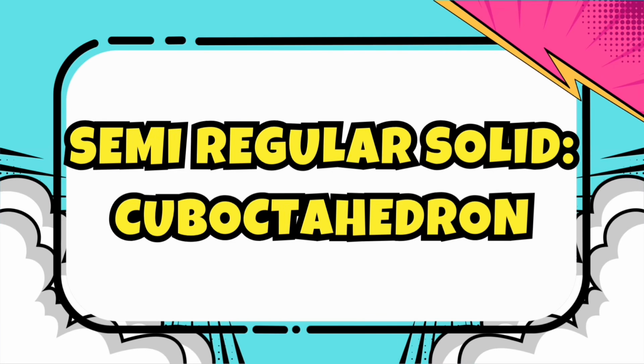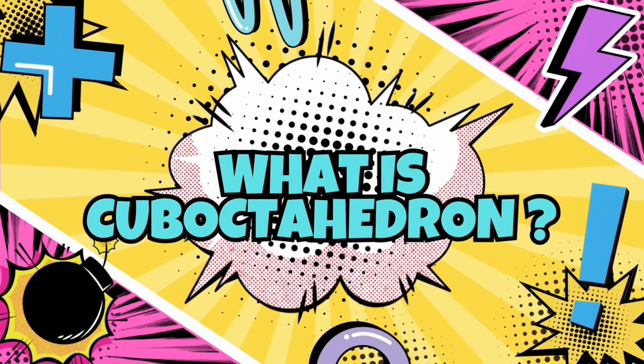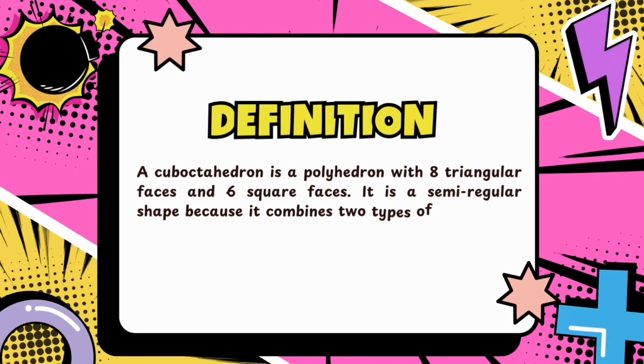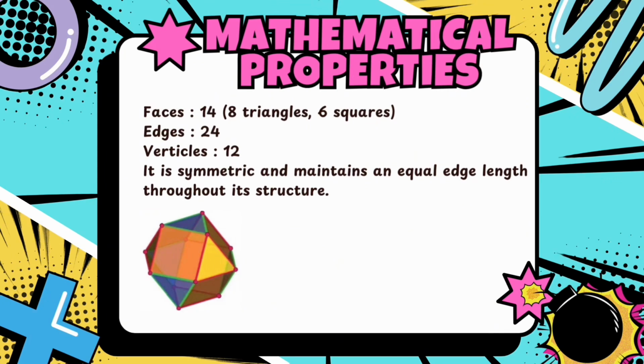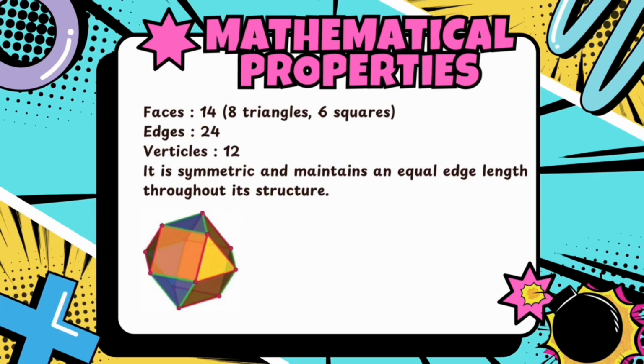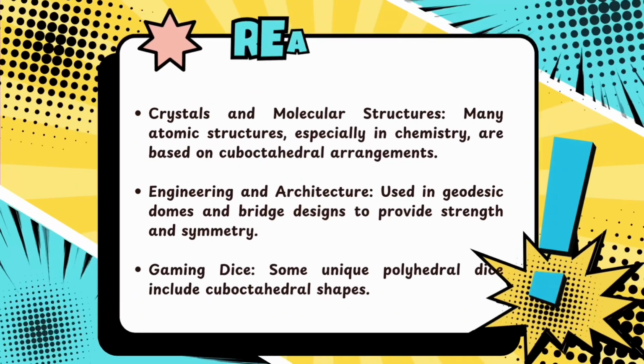Now we go for the semi-regular solid, which is the cuboctahedron. What is a cuboctahedron? Basically, a cuboctahedron is a polyhedron with 8 triangular faces and 6 square faces. It is a semi-regular shape because it combines 2 types of polygons. A cuboctahedron has 14 faces, which is 8 triangles and 6 squares. It also has 24 edges and 12 vertices.